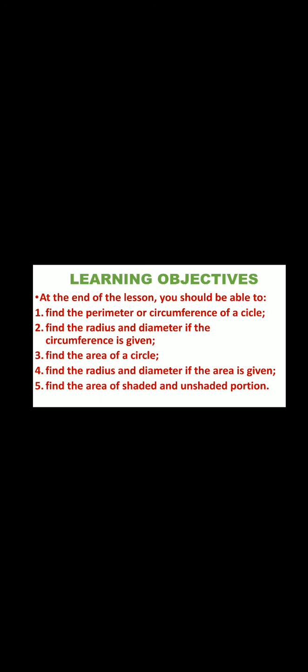So the learning objectives are, at the end of the lesson, you should be able to find the perimeter or circumference of a circle. Find the radius and diameter if the circumference is given. Find the area of a circle. You should be able to find the radius and diameter if the area is given as well. And the last one, you should be able to find the area of shaded and unshaded portions.